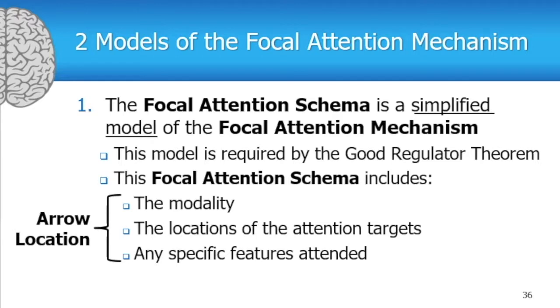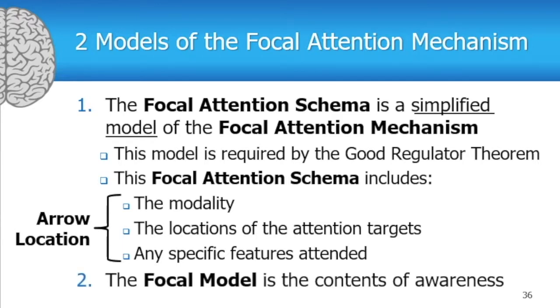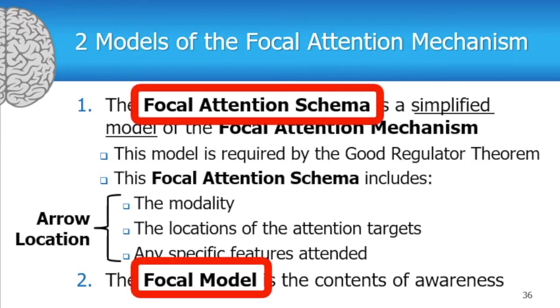The second model that is part of the focal attention mechanism would be the focal model, which is the contents of awareness. For vision, it would be the relatively small parts of the visual world model that you were paying attention to. Thus, the focal model is always a small subset of the world model. So the two models that are part of the focal attention mechanism are the focal attention schema and the focal model. Let's make this clearer using the moving dot tracking experiment.